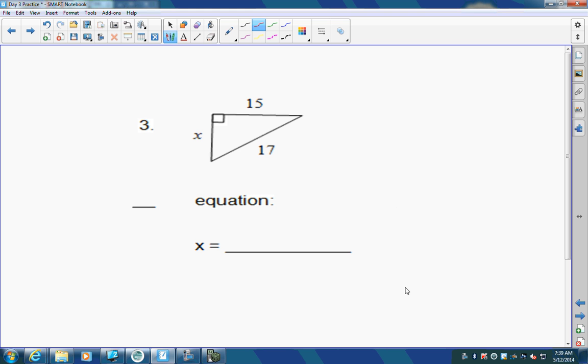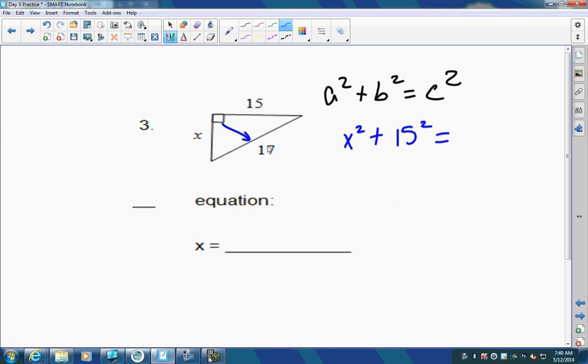See how this one does. Remember, my equation for the Pythagorean theorem, a squared plus b squared equals c squared. Now, as I look at this, the c squared is across from the 90-degree angle. That's that 17. A and b are the legs. It doesn't matter which one you choose to be a or b. So I'm going to have x squared plus the other leg, 15 squared, equals the hypotenuse, which is 17 squared.